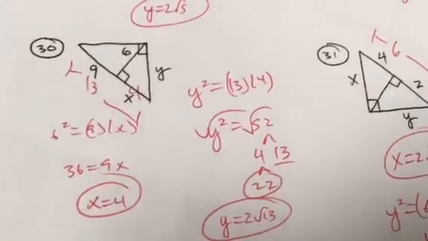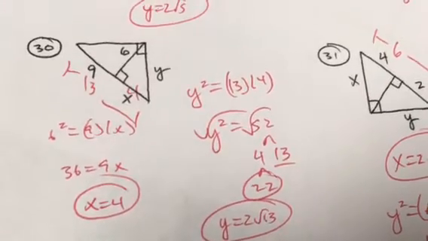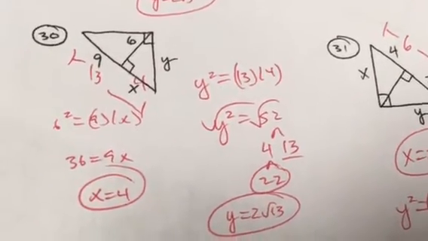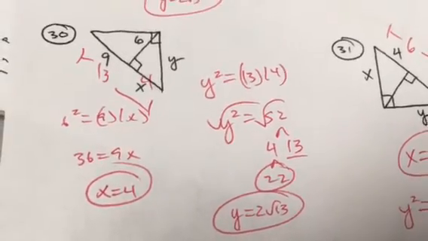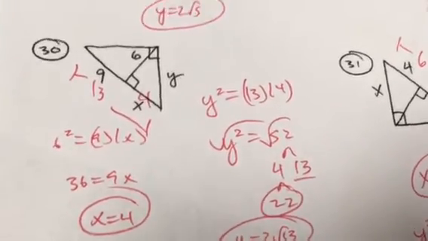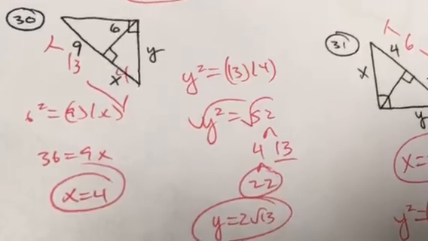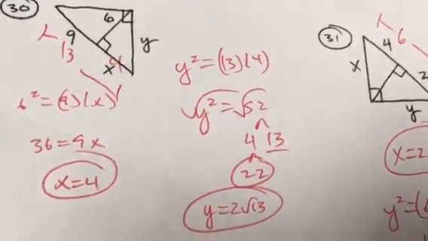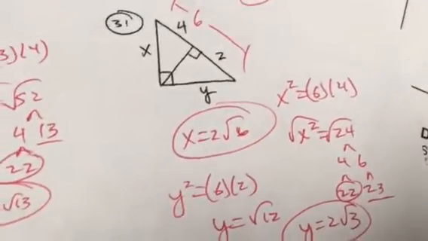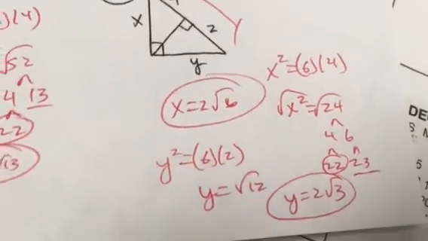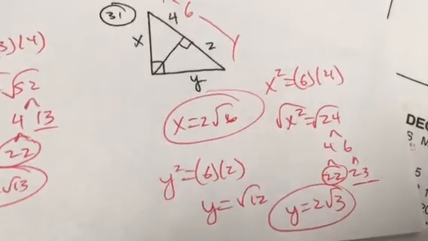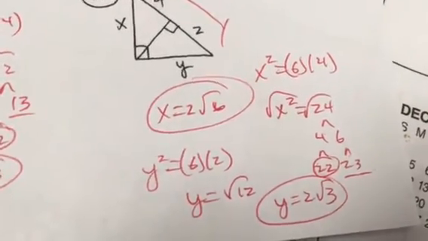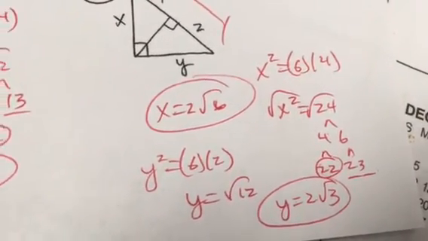30, you're going to say height squared is one part of the hypotenuse times the other. 36 is 9 times x. X is 4. Then plug it in, Glade style. The whole hypotenuse is now 13. Y squared is equal to the whole hypotenuse 13 times the part that touches y, which is 4. And 31 there, x and y are legs. Leg squared is the whole hypotenuse times the part it touches. And that is what you get for x and y.